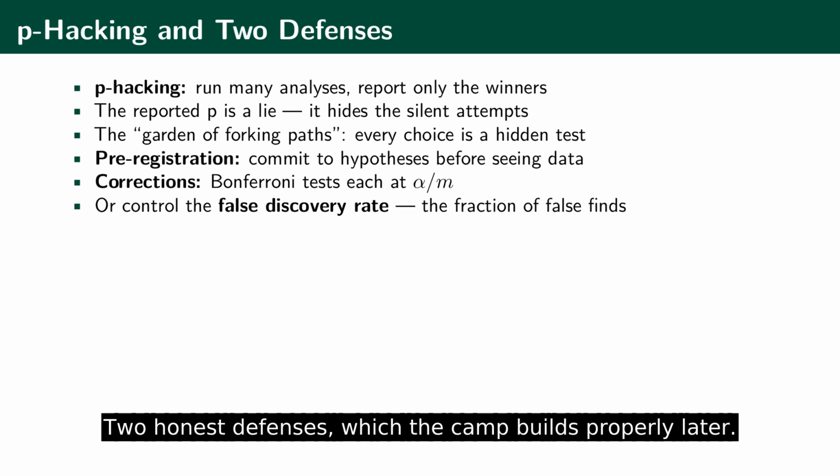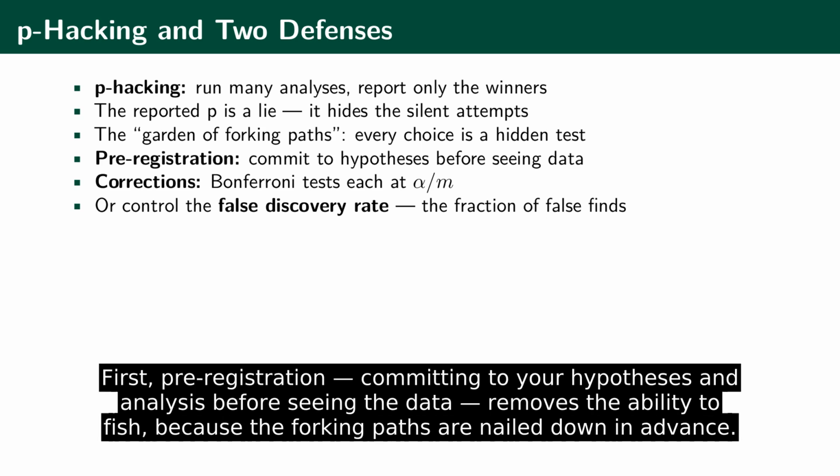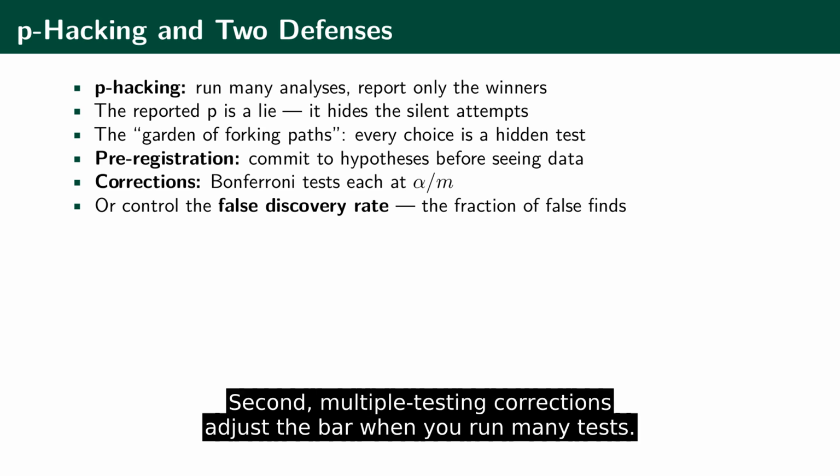2 honest defenses which the camp builds properly later. First, pre-registration. Committing to your hypotheses and analysis before seeing the data removes the ability to fish because the forking paths are nailed down in advance.